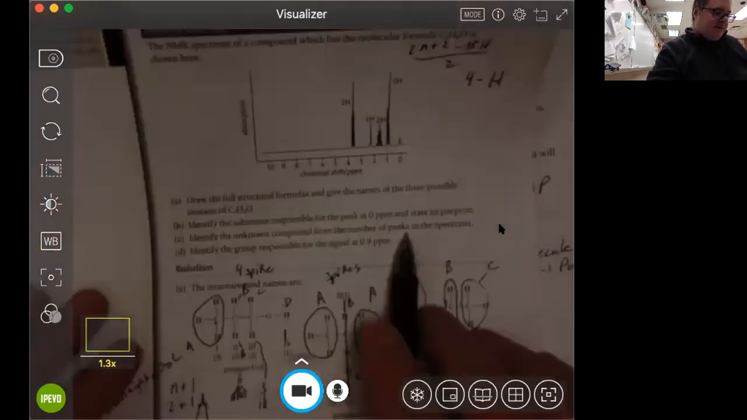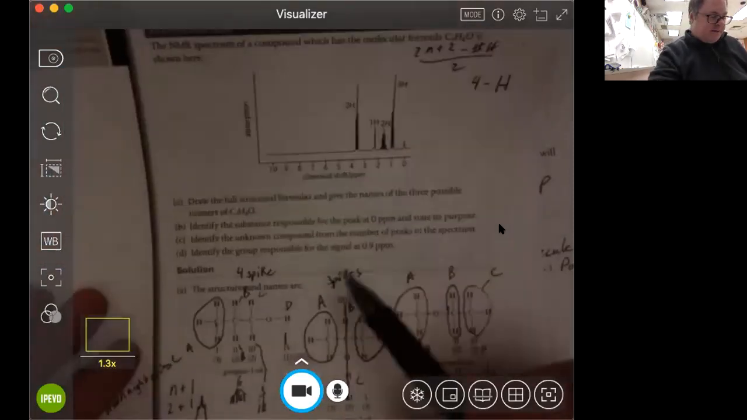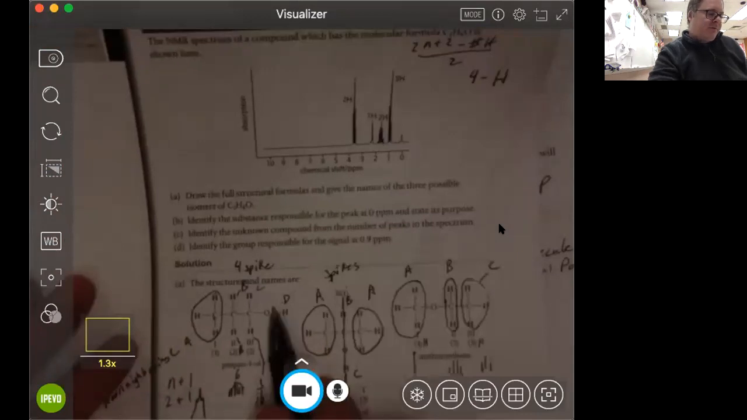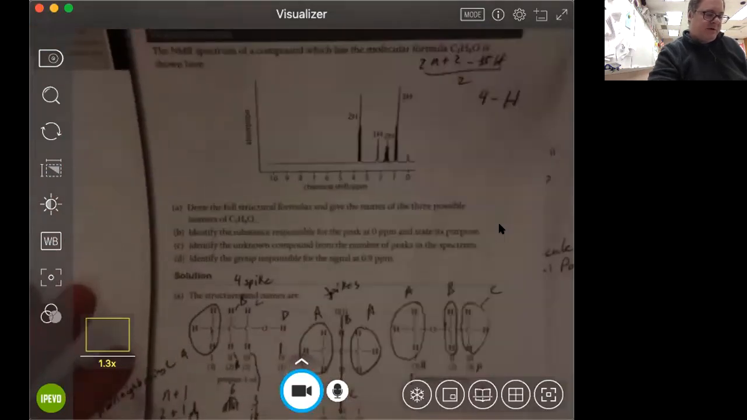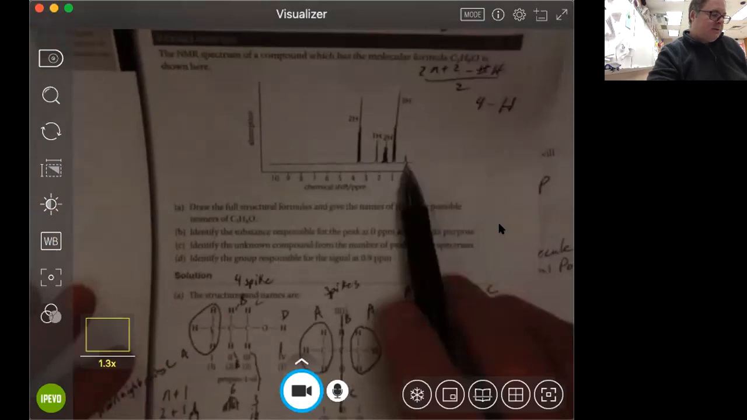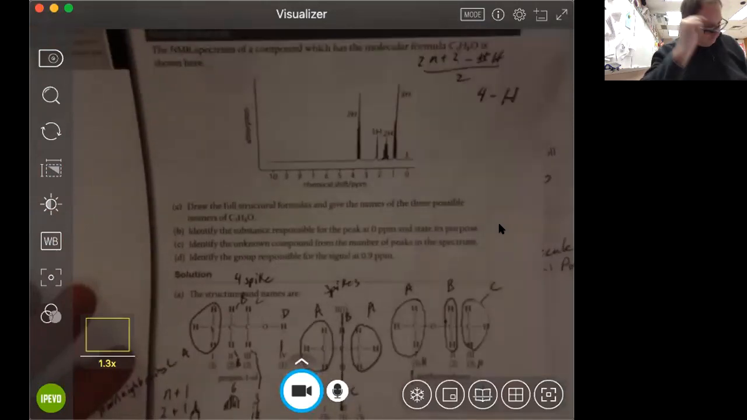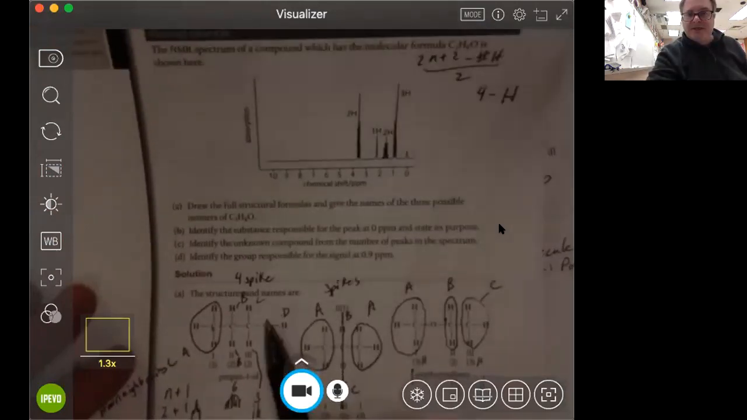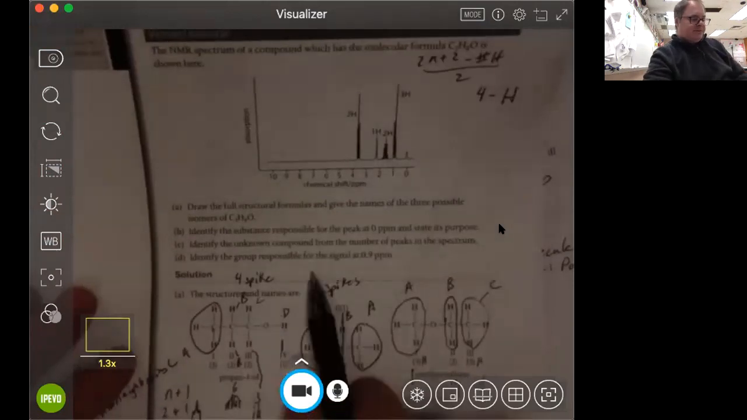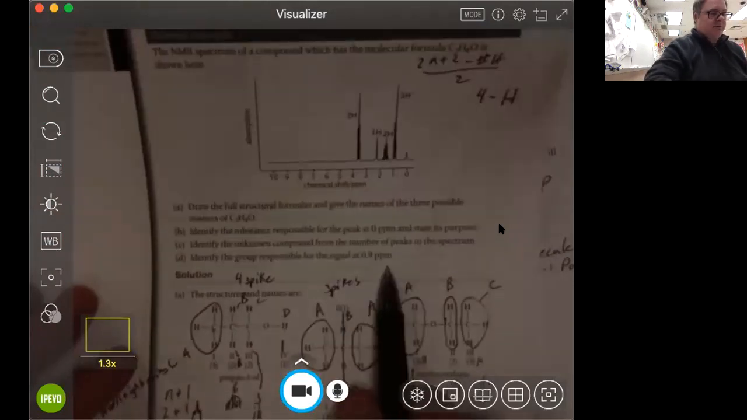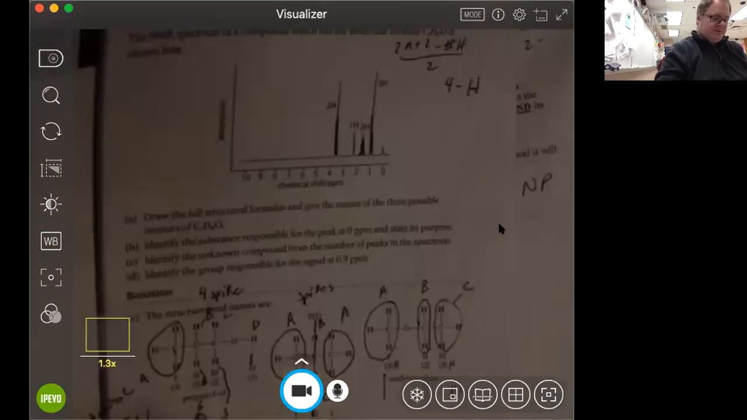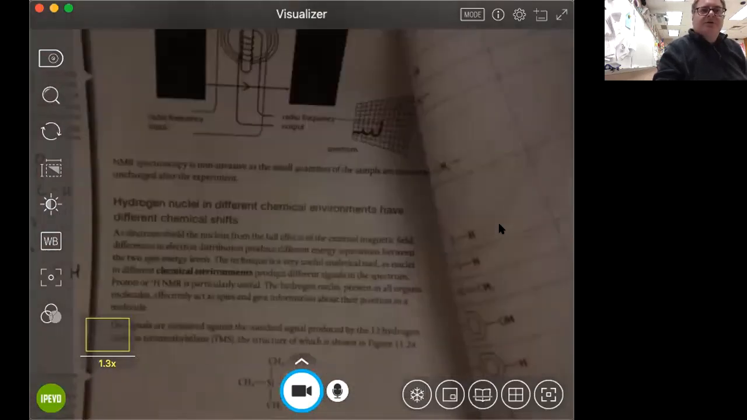Identify the unknown compound from the number of peaks. Okay, so we did it. We went a little further, but 4 peaks. Don't ever include the TMS. So this one is the only one that has 4 peaks. Identify the group responsible for the signal at 0.9. Don't forget, you would have this sheet right here. And if we take a look, CH3, primary usually is 0.9.